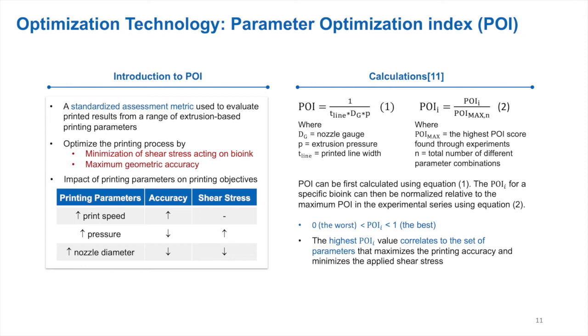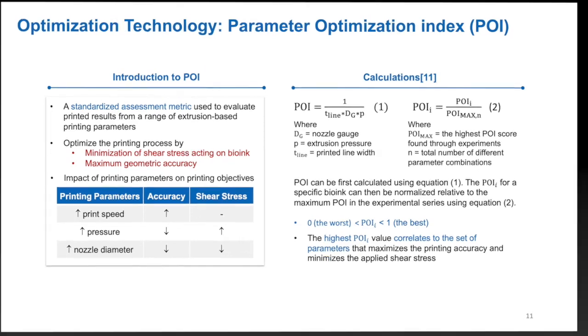By applying this technique, the optimum printing parameters for our extrusion-based 3D bioprinting process can be determined by finding the highest POI value, where high cell viability and unaltered cell functions are ensured with minimum shear stress and maximum accuracy.